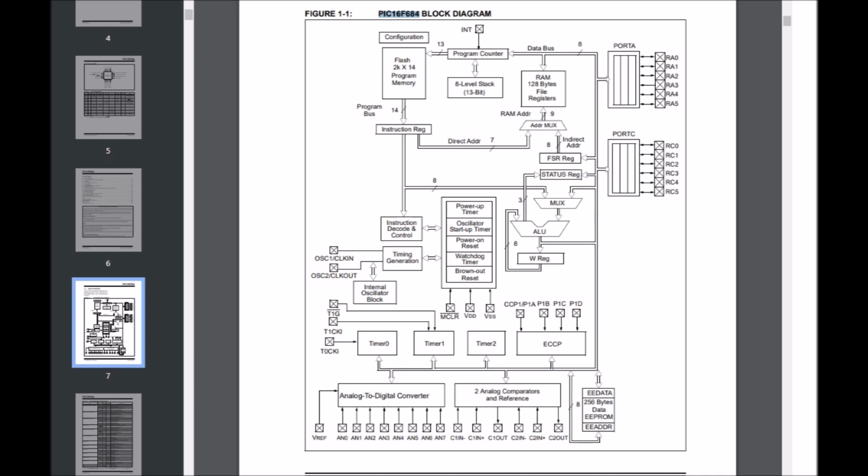Today I'd like to discuss the block diagram of the PIC16F684 microcontroller. The block diagram provides a visual representation of the chip's internal architecture and functional units. Here's a brief overview of the key components and their functions.